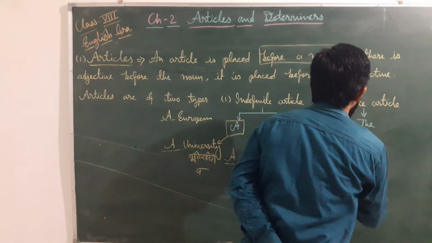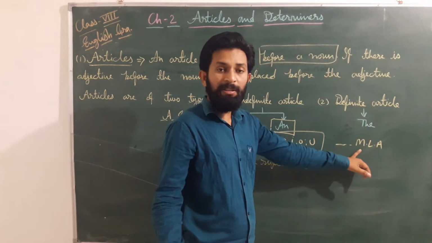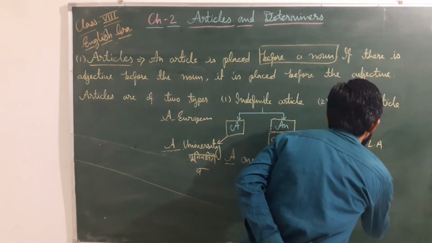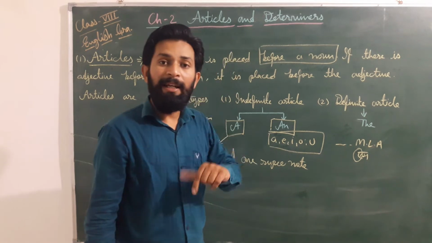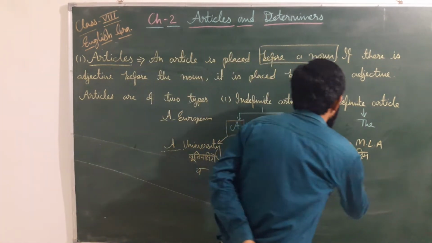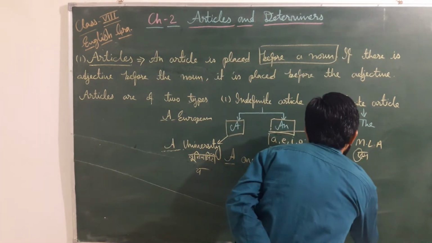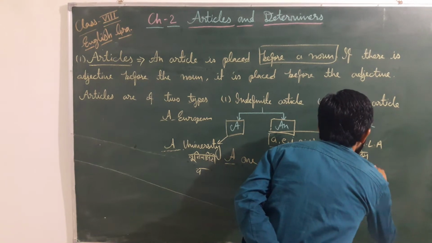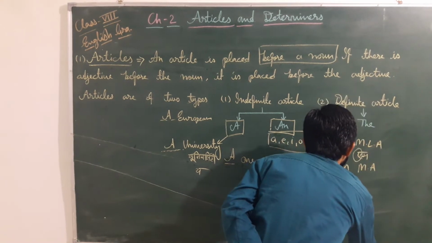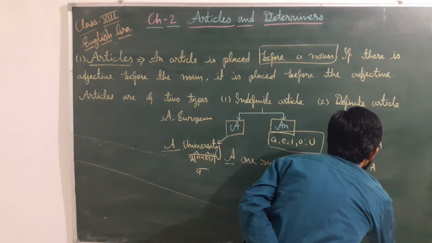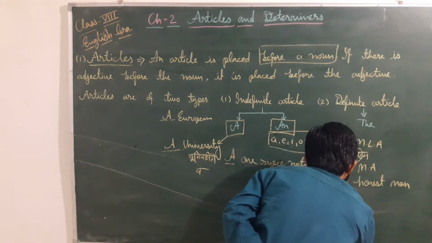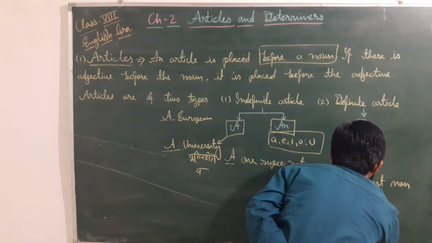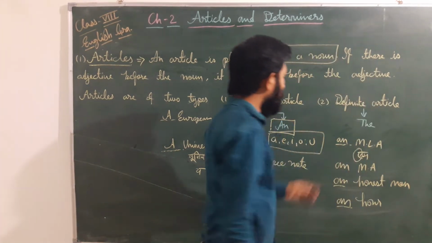Like MLA. If we talk about it, MLA, M is a consonant, but what is the sound? 'Em', and the first sound is 'e'. M is pronounced 'em' in English. Then you have to fill here an MLA. An honest man, an hour, like that you have to fill.